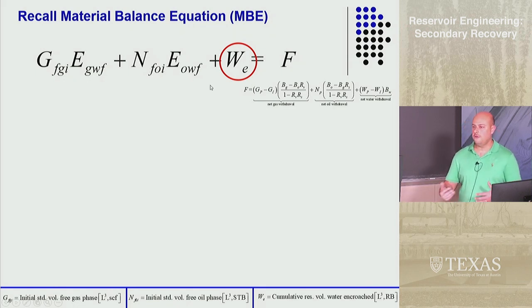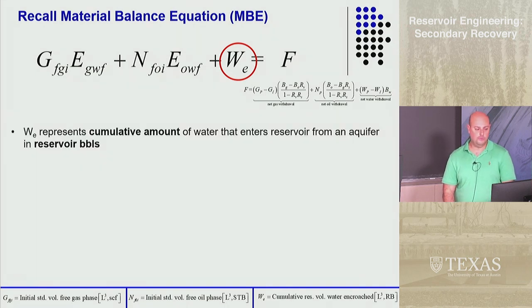EGWF and EOWF are fluid properties. They're related to things like formation volume factor. F is the amount of fluids we produce. So I wrote it out here, but it's basically the amount of gas, oil, and water produced, and they're weighted by some fluid properties like formation volume factor. The one thing that at least I don't cover much when I teach Reservoir 1 is WE, the cumulative water produced. I might do a little bit with it. I might just give you WE, but WE is the amount of water that comes in from the aquifer into the reservoir.